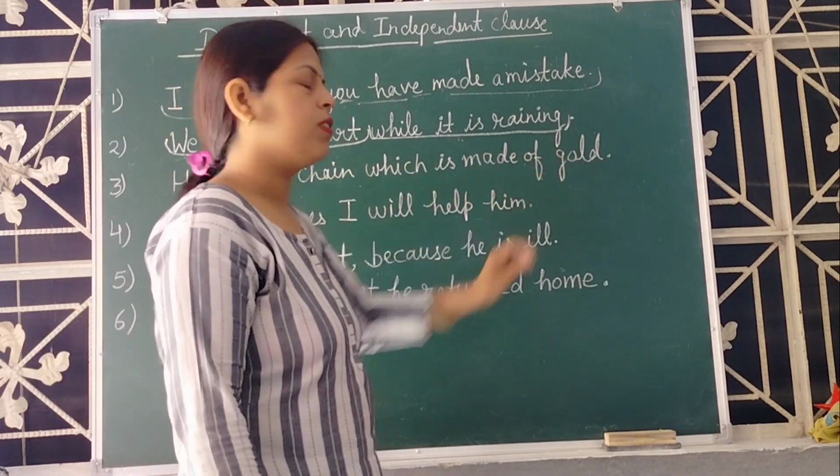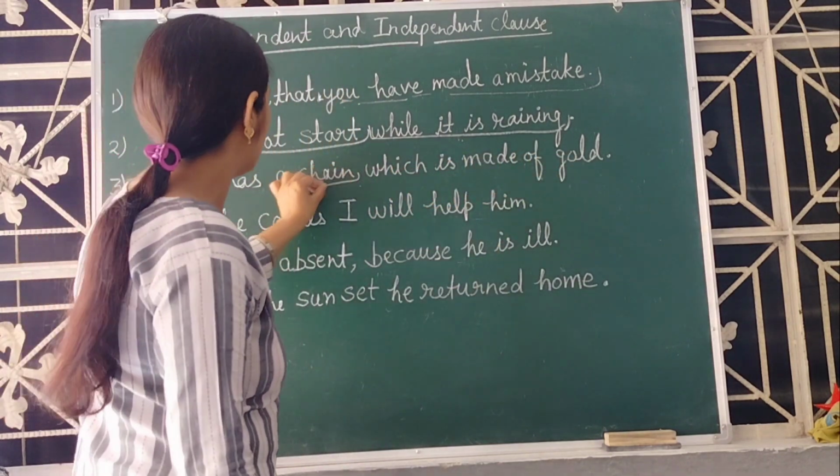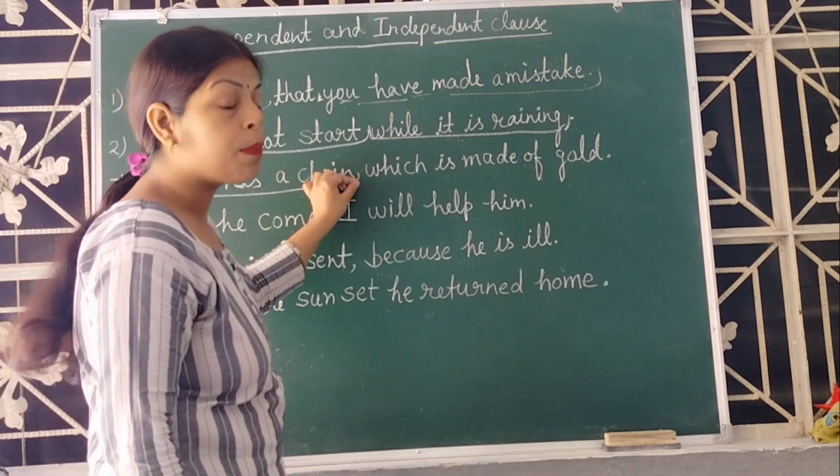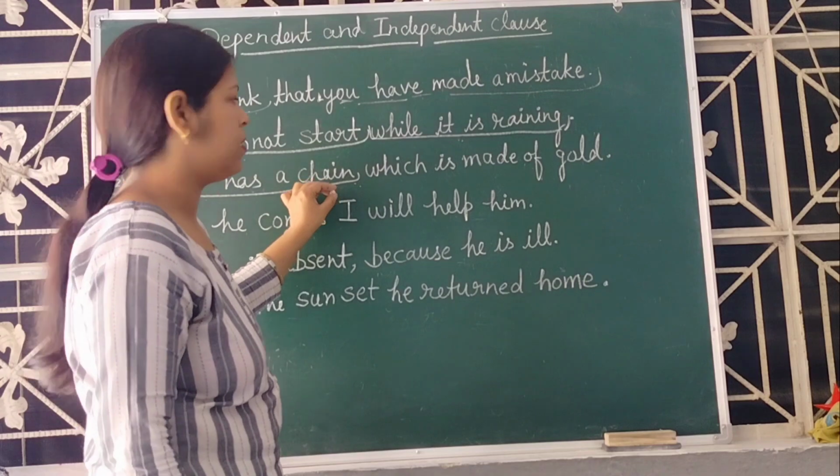He has a chain which is made of gold. He has a chain. It has a subject and verb combination. It is an independent clause. It has complete sense.